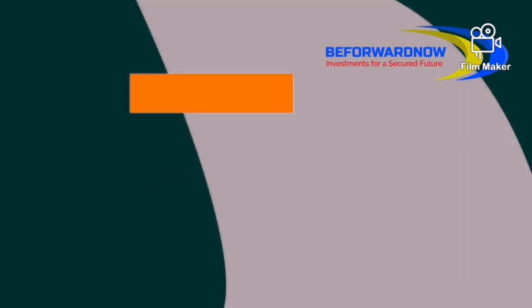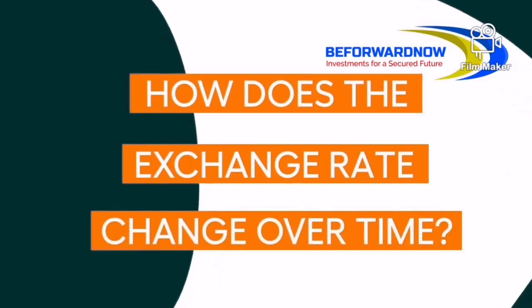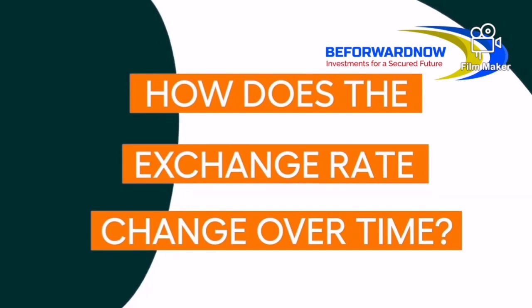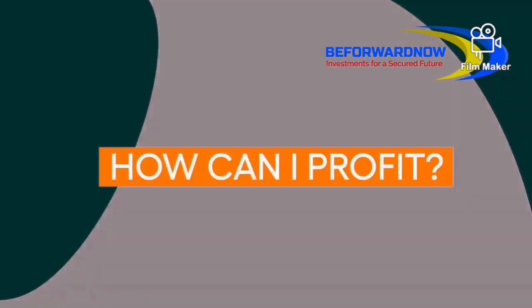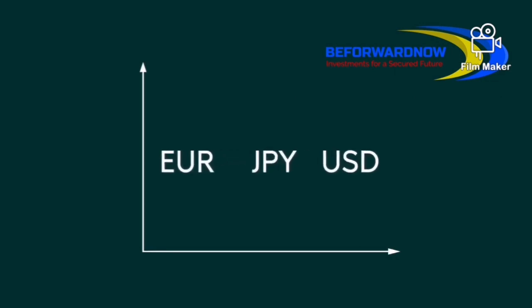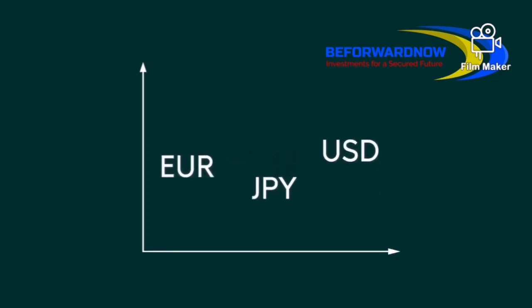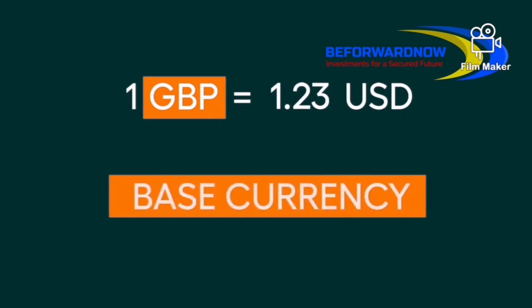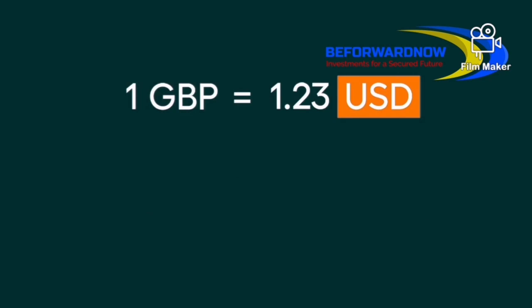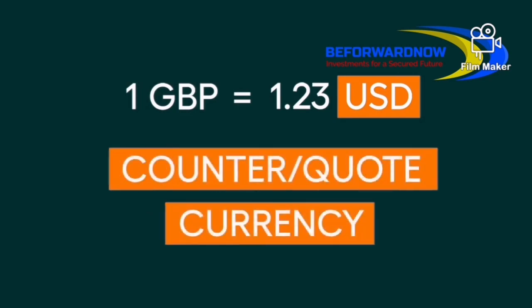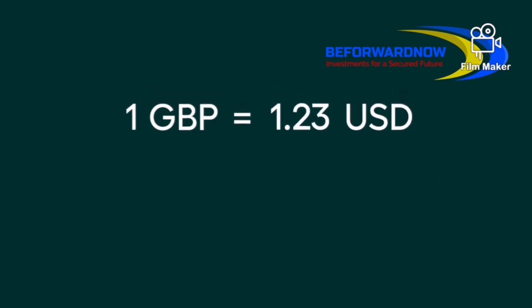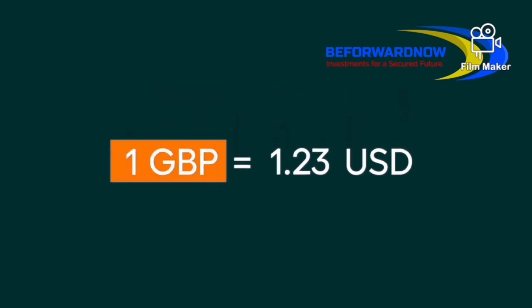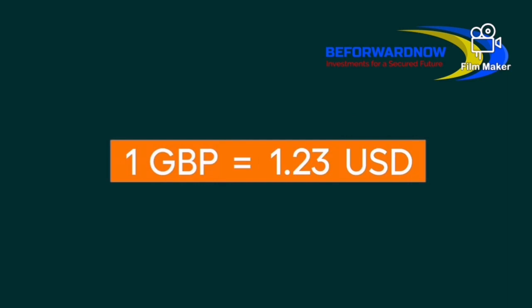So you might be thinking, how does the relative value or the exchange rate of all these currency pairs change over time? And how can I profit from this? The exchange rates between any two currencies are influenced by the market's opinion of the health of those countries' economies. Here's an example of an exchange rate. The currency on the left, British pounds in this case, is known as the base currency. The one on the right, US dollars, is called the counter or quote currency. With this example, the exchange rate shows that 1 British pound can be traded for 1.23 US dollars.